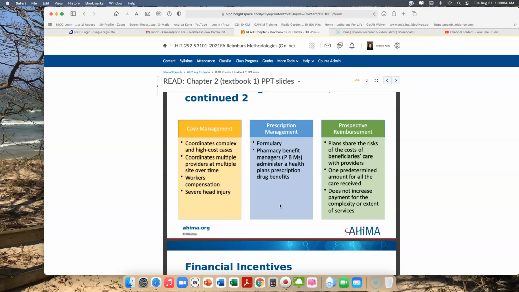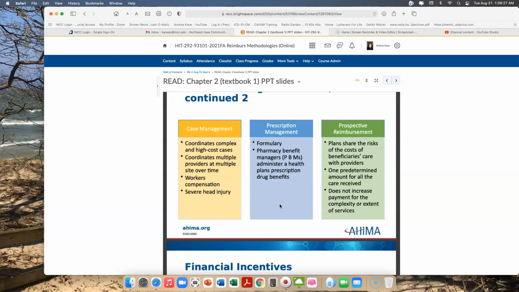Prescription management is typically done through a formulary where they limit the drugs that are available to be covered under the plan, and they have pharmacy benefit managers who look at patients who are on multiple medications and identify opportunities to either reduce the medications, use generic medications, those types of things.